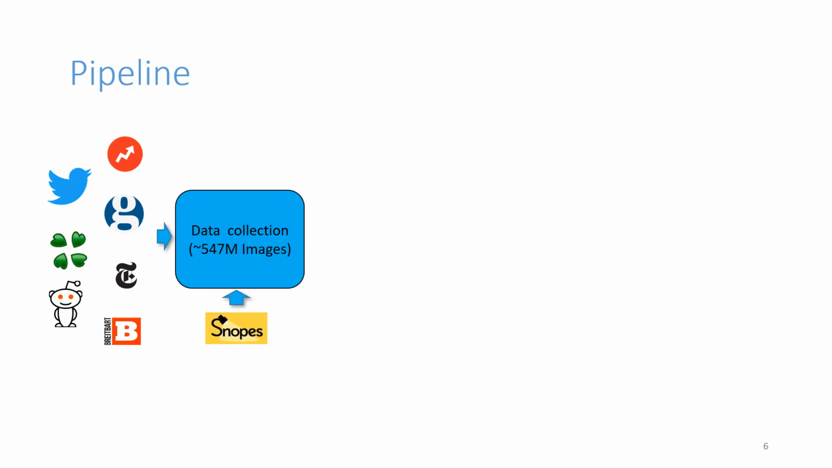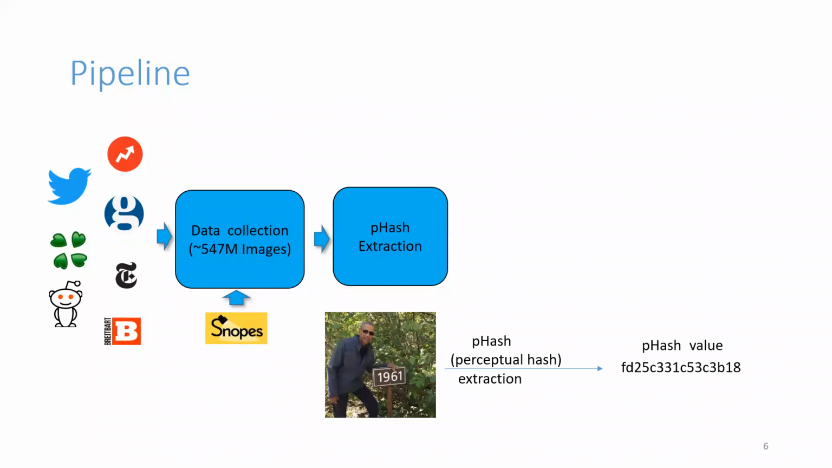We also need to convert the images into a series of numbers so that the computer can process. So we did a step called p-hash extraction. P-hash stands for perceptual hash. As shown in the example, after the p-hash extraction, an image was converted into a series of numbers, which is called p-hash value. The reason why we need to use the p-hash value is shown in the following example.